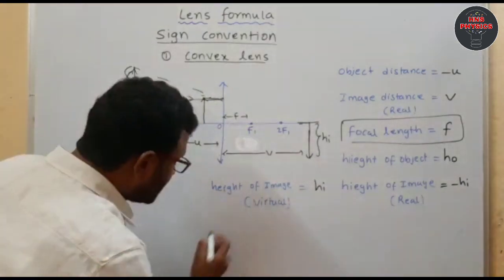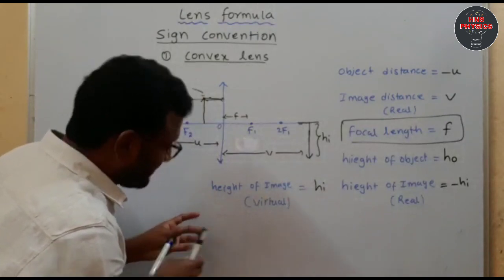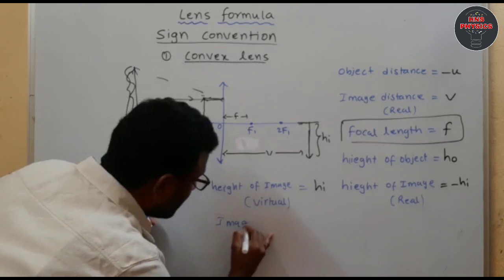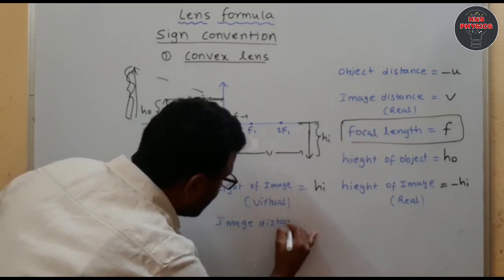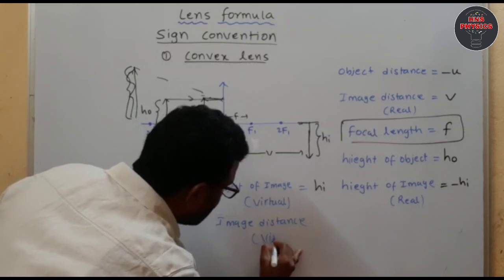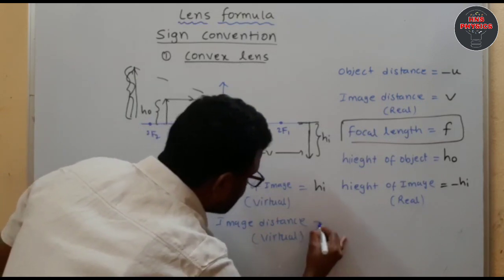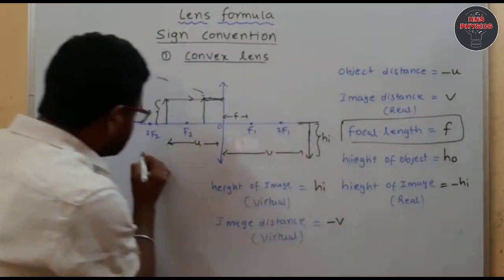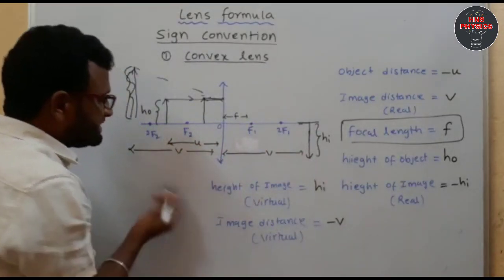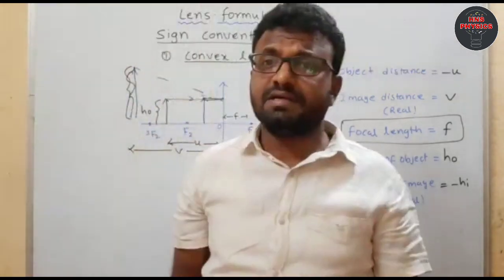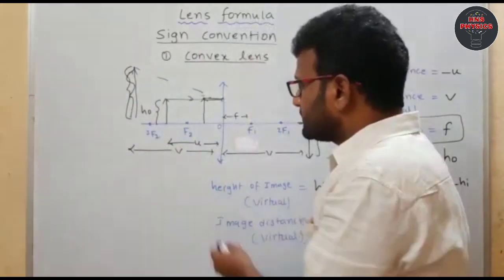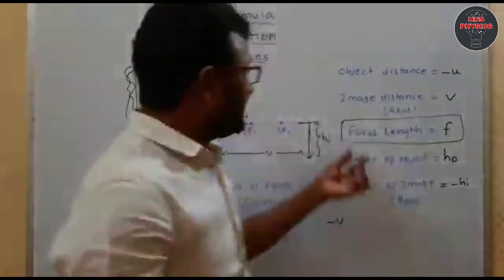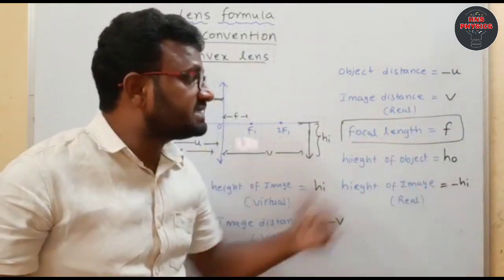The image distance for a virtual image is negative, because the image is formed on the same side of the lens. That means the image is formed on the same side where the object is placed. That's why the image distance is negative for a virtual image, but for a real image, the image distance is positive.